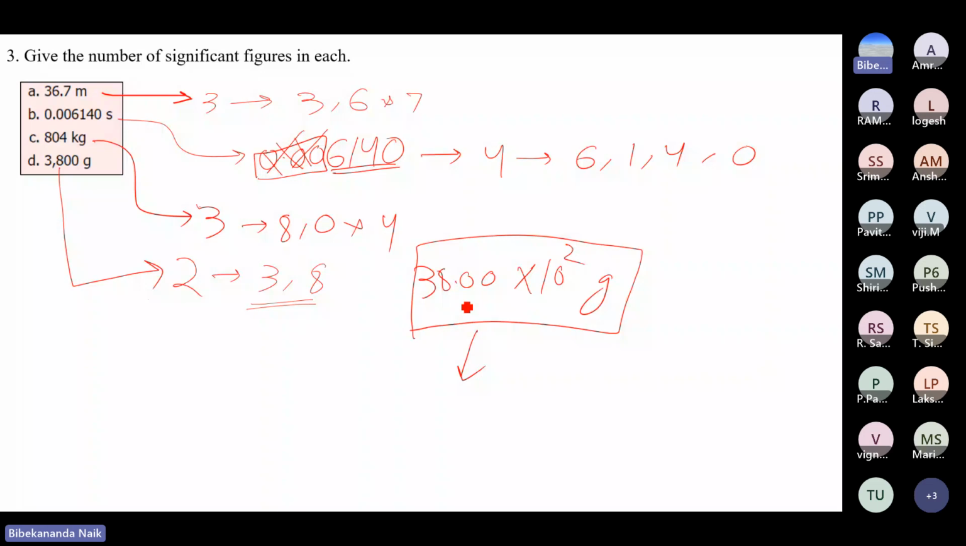But when you are writing it in scientific format, that is 8.00 into 10 to the power 2, then in this case, there are three significant figures because it contains a decimal sign. That's why we have to consider all these numbers as significant, and they are 8, 0, 0.